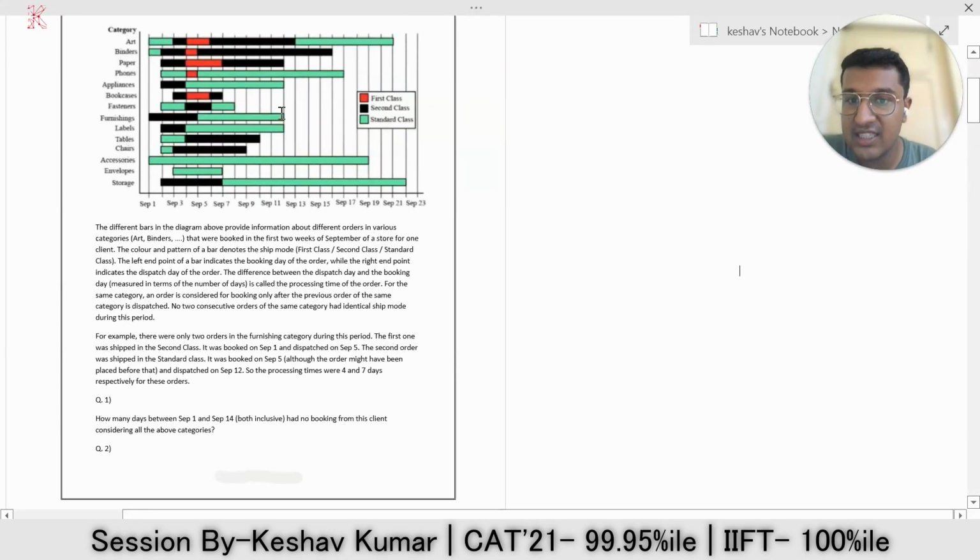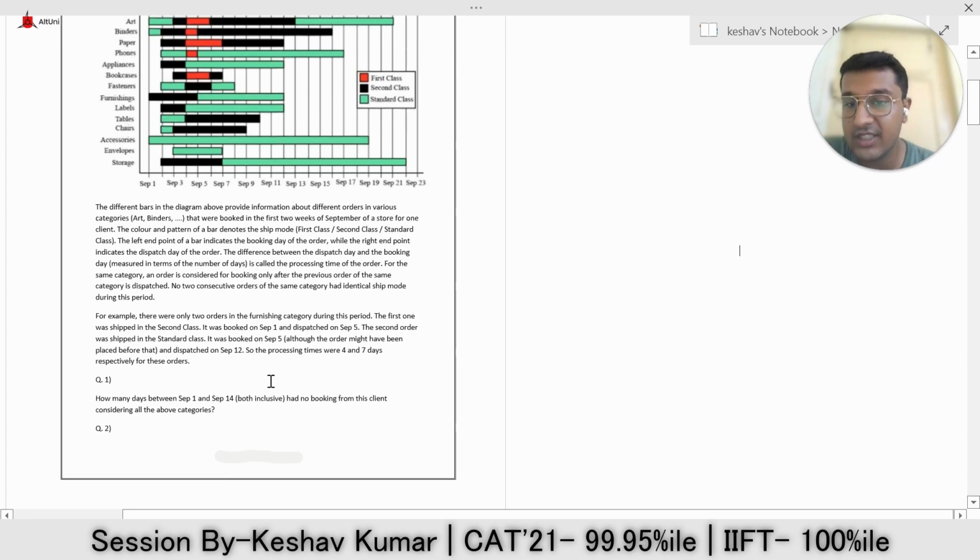Furnishing category is this. First one was shipped in the second class, the black one, and it was booked on 1st September and dispatched on September 5. The second order was shipped in the standard class, the green line, and it was booked on September 5, although the order might have been placed before that. We are not concerned with that. And dispatched on September 12. So the processing times were 5 minus 1, 4, and 12 minus 5, 7.